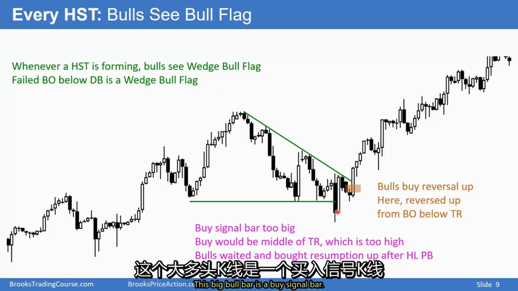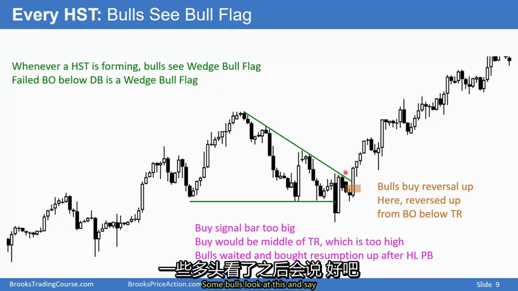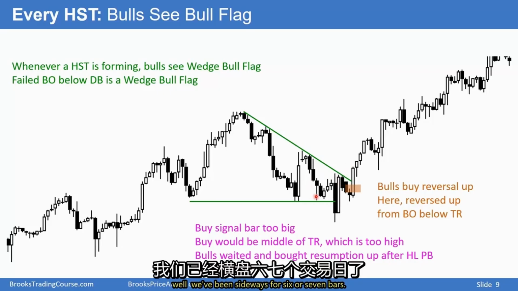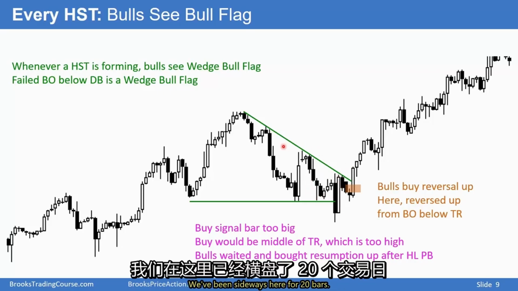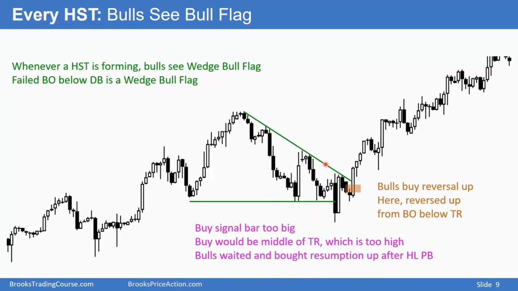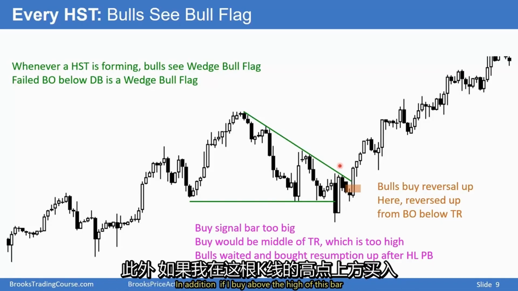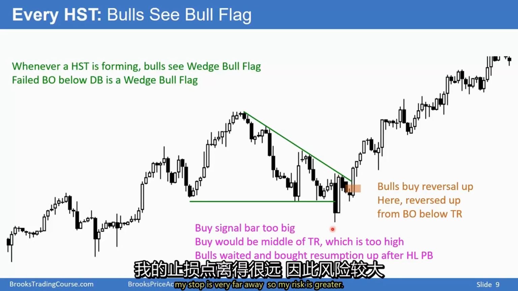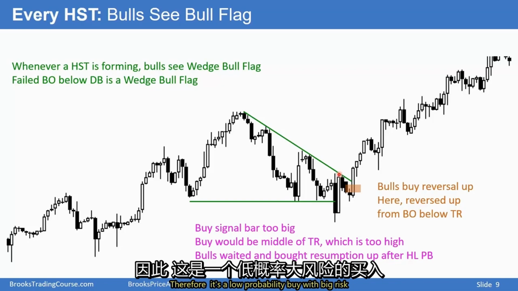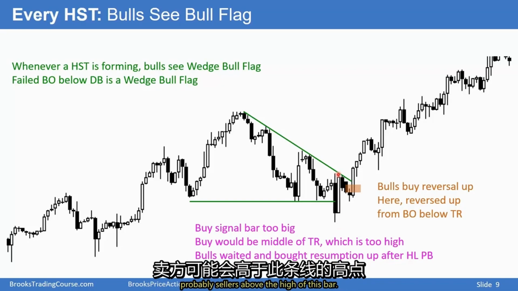This is interesting. This big bull bar is a buy signal bar. Some bulls look at this and say, well, we've been sideways for 6 or 7 bars. We've been sideways here for 20 bars. And therefore, the chance of a successful breakout above the high of that bar is less. In addition, if I buy above the high of this bar, my stop is very far away, so my risk is greater. Therefore, it's a low probability buy with big risk, probably sellers above the high of this bar.